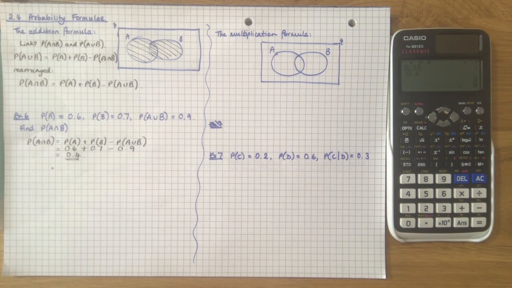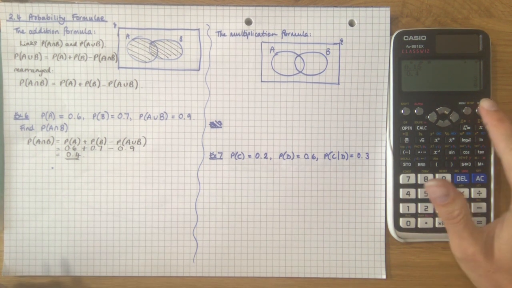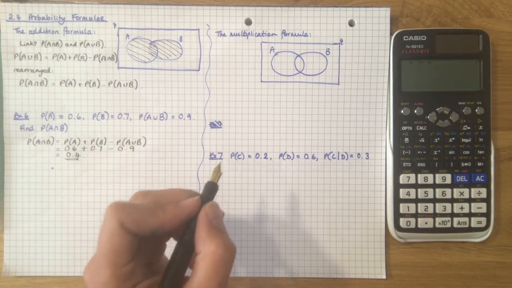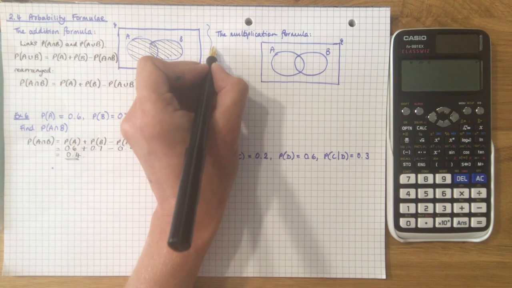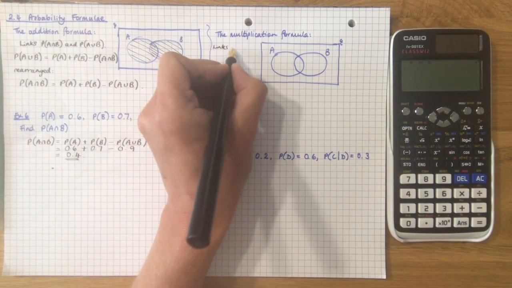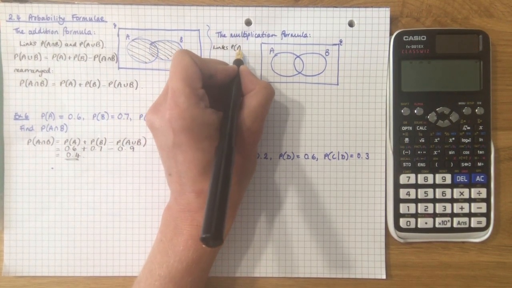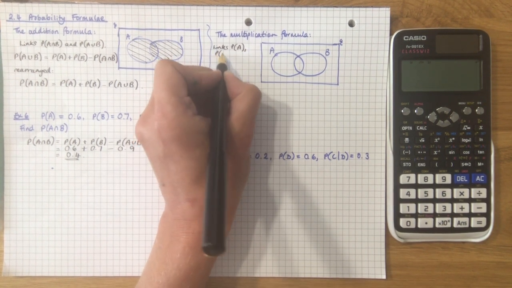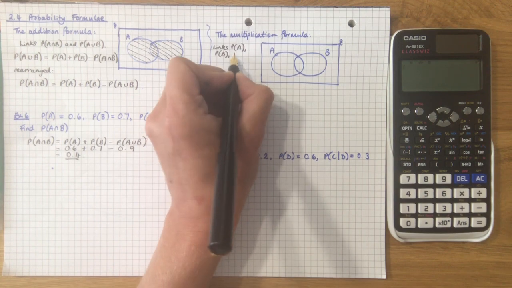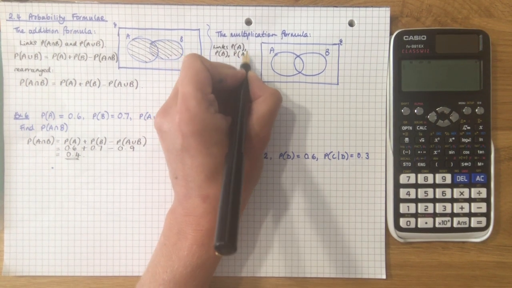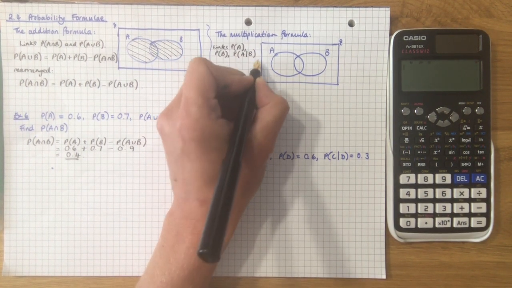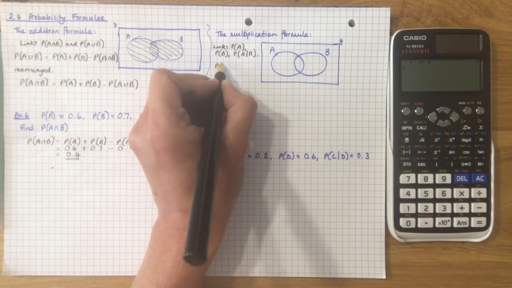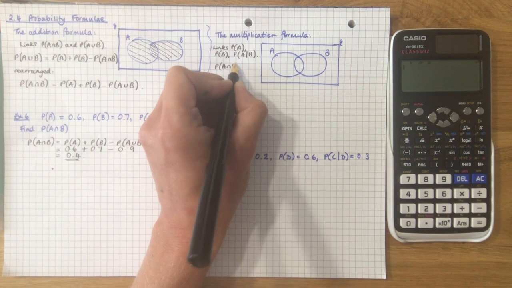Now, the other formula that you may find useful is the multiplication formula. The multiplication formula links the probability of A and the probability of B with the probability of A given B. It mainly makes use of the intersection, which you'll see in a moment.